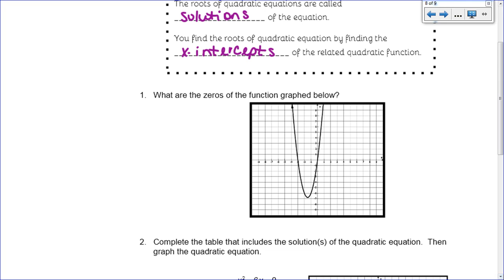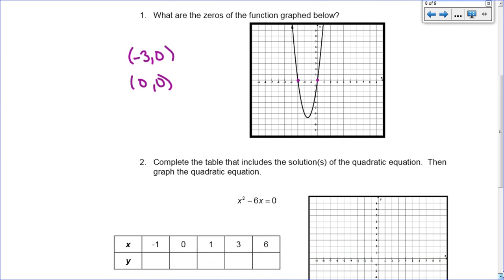And so number one, they give you a picture. They want the zeros of the function graphed below. That just means where does it cross the x-axis? Well, it does it twice, once here and once here, and all you have to do is give me the ordered pairs for those points. This one is at negative 1, 2, 3, so it's at negative 3, 0. This one right here is right at the origin, which happens to be at 0, 0. So there are your zeros. You just pulled them off the picture. It's really easy.